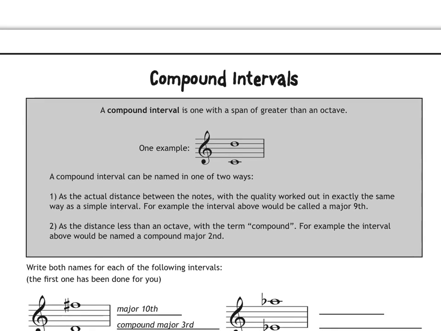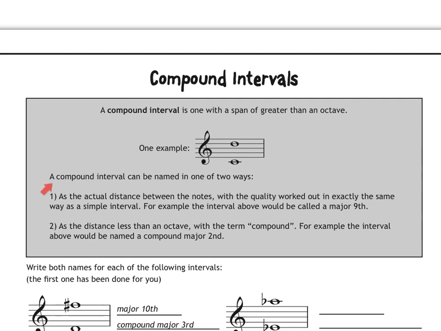If we go into the gray box here, we're going to see the compound interval is one with a span of greater than an octave. The example they're showing you here is from a C all the way up past the octave to a D. So it's one step more than an eighth. It's actually a ninth. This interval would be called a major ninth, and we're going to explain why in just a second.